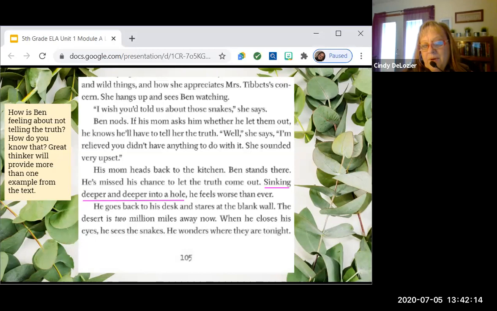So I'm going to pause right here for just a minute. What do you think Mrs. Tibbets and Ben's mom were talking about, and why do you think that?